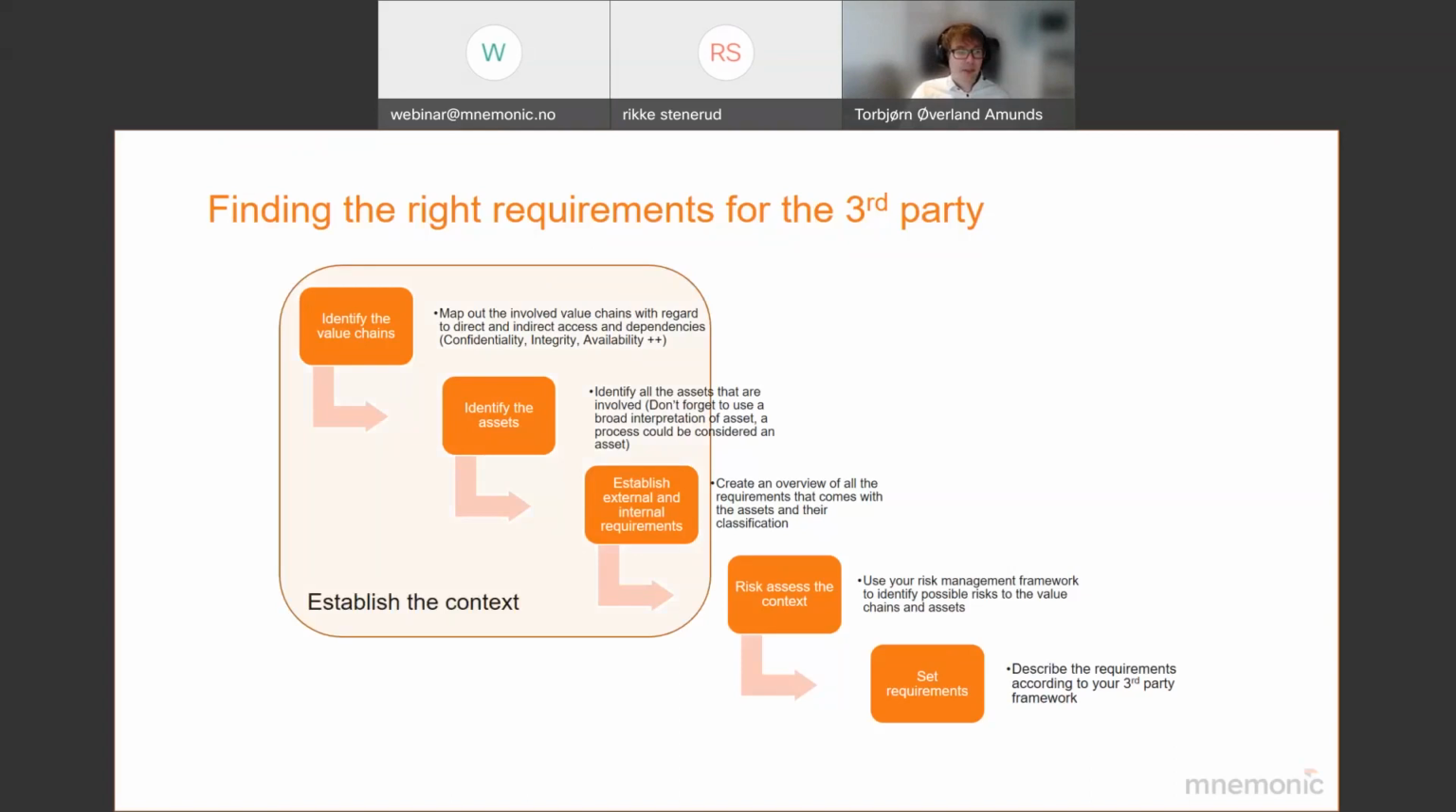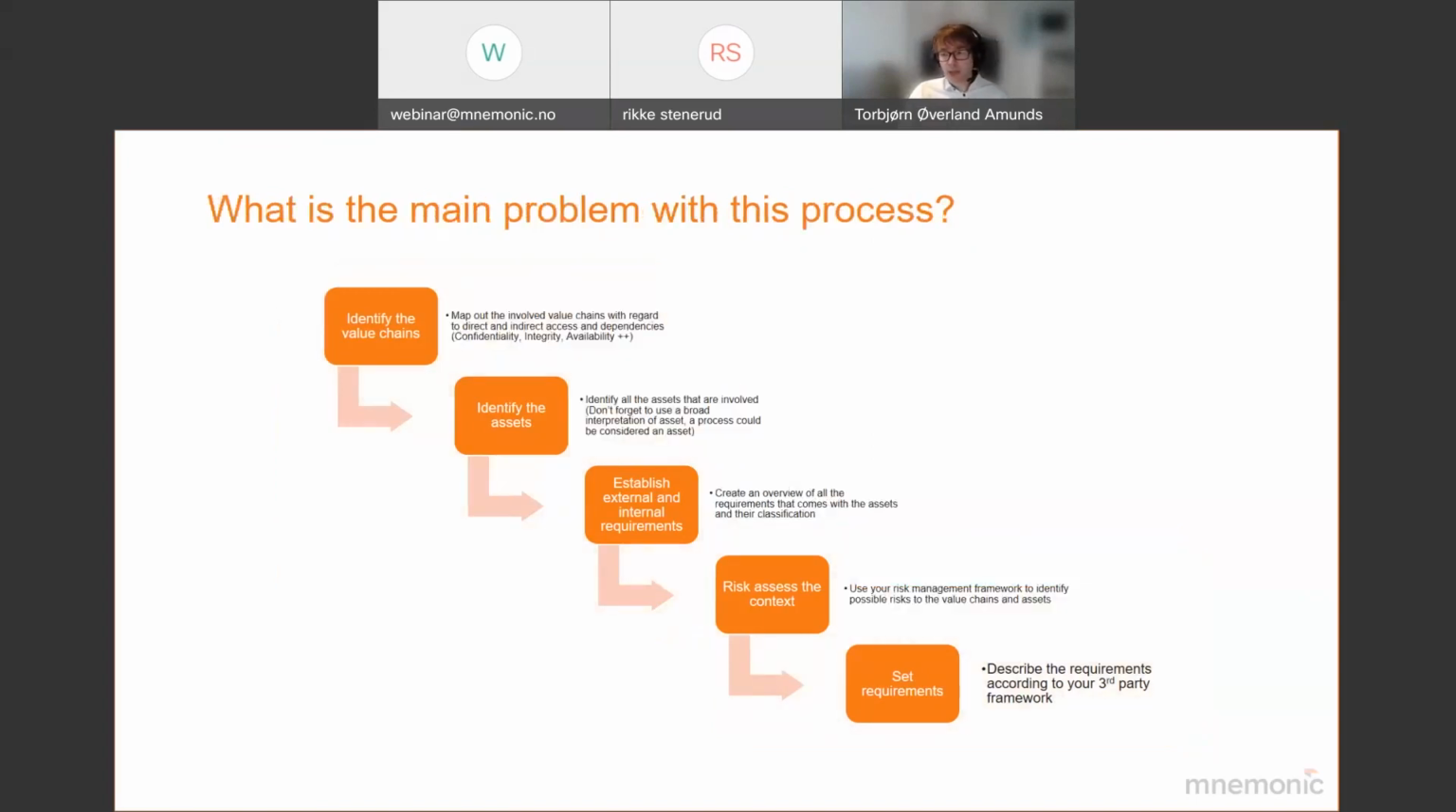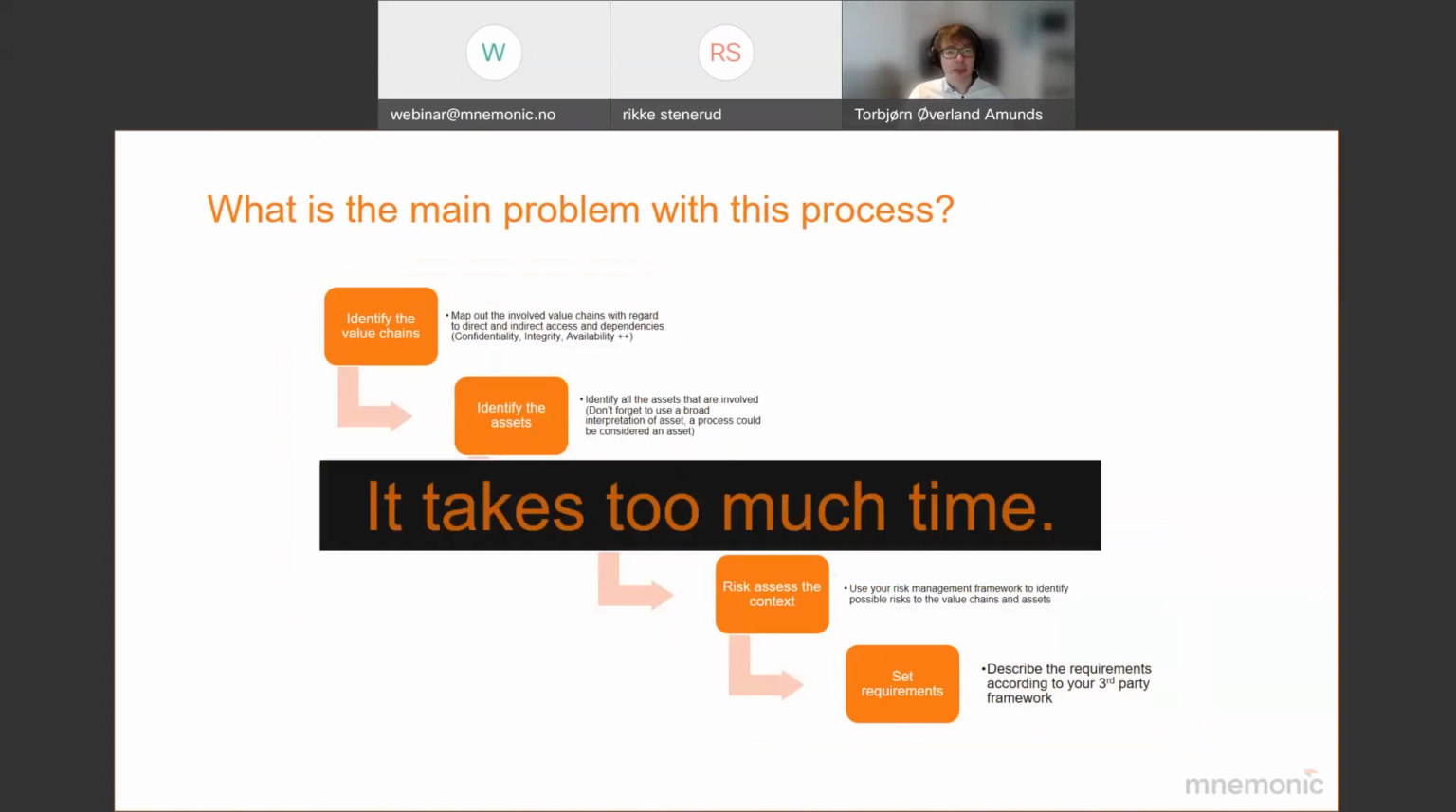So basically, in regards to the last slide, establishing the context is put in these three things or three processes, and then setting requirements comes next. But then again, what's the main problem with this process, the way in which it's set up? Well, basically, it takes too much time. If you have to do this from scratch every time, you're basically going to run out of time.